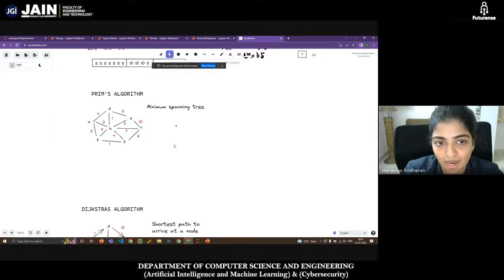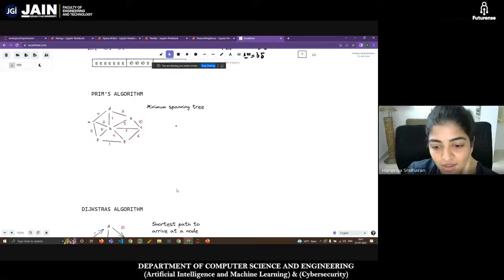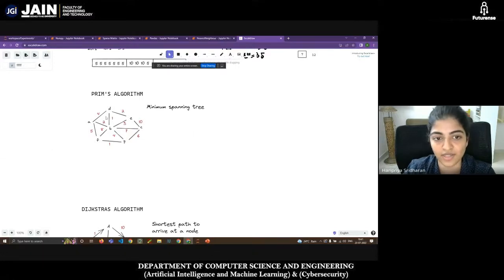So if you guys are already aware of Prim's algorithm, maybe I can skip. Is everyone aware of it already? Yes, ma'am. We have this in our academics. Okay, then I'll skip. So for Prim's algorithm, I just wanted to highlight this. I don't want to go through each and every stage of this, but ultimately it is an algorithm.